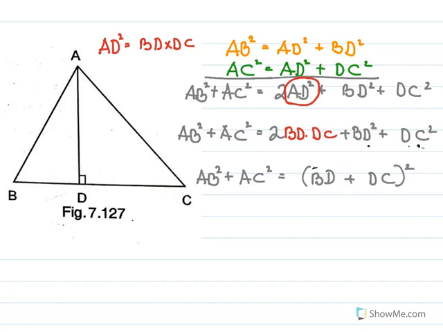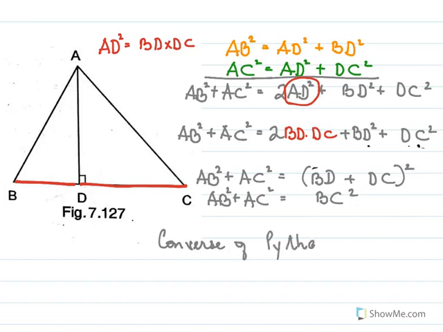Look up in the figure and see what BD plus DC is. BD plus DC is nothing but BC. So here I will write BC square. So AB square plus AC square equal to BC square. So by converse of Pythagoras, we can say triangle ABC is a right triangle.